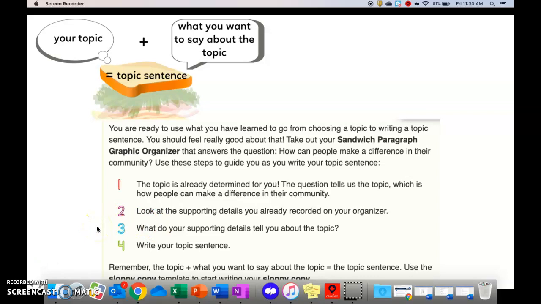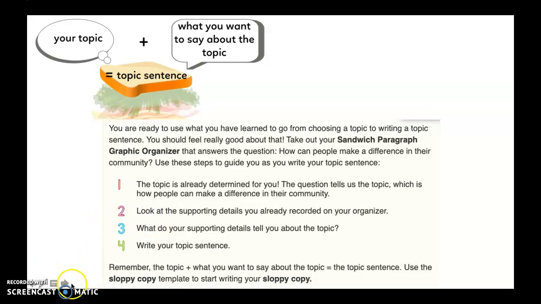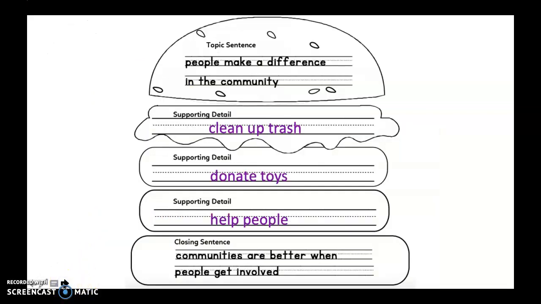All right, so we're going to look at what we did. So remember, we answered the question they asked us. People can make a difference in the community by cleaning up trash, donating toys, and helping people. So now we want to write a topic sentence because this is not a complete sentence, correct?